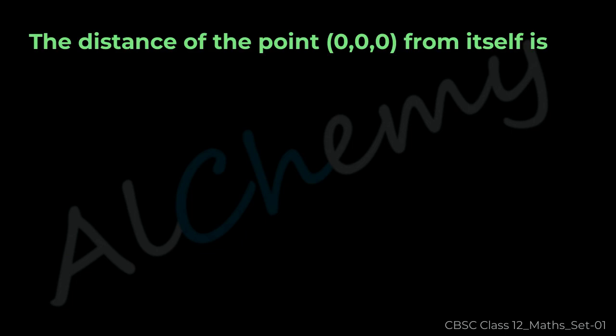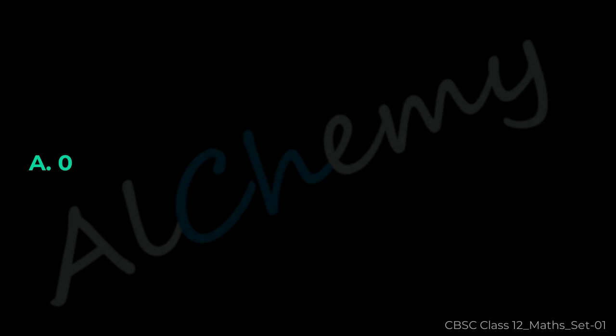Question 50. The distance of the point (0, 0, 0) from itself is: The correct answer is A, 0.